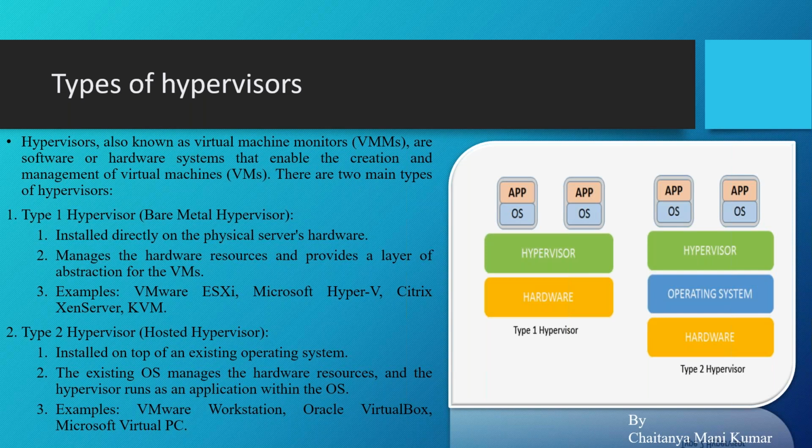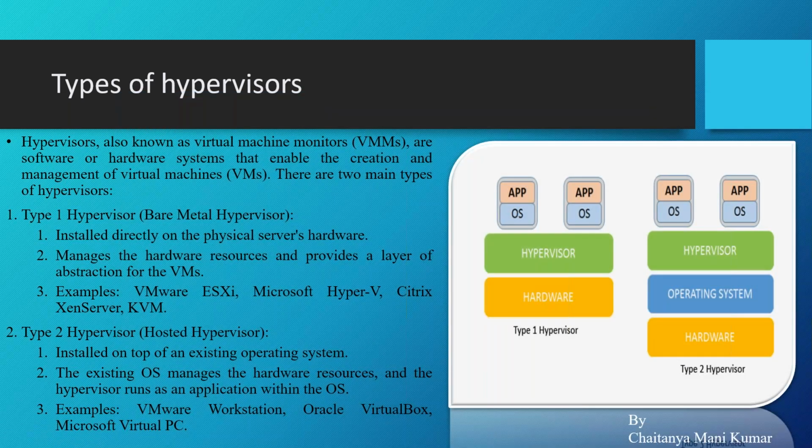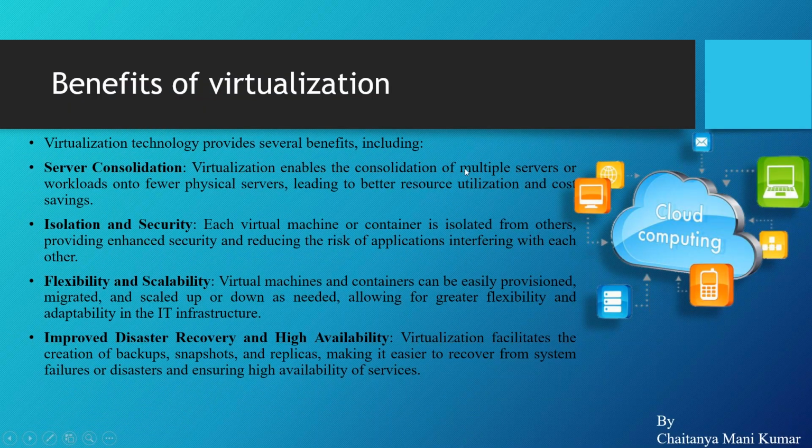When multiple servers are running, one server will not communicate with another server. There is no connection between one server and another server. So complete isolation will be there. That is what they are saying. Consolidation, in the sense, means virtualization enables the consolidation of multiple servers or workloads onto fewer physical servers, leading to better resources and cost saving.